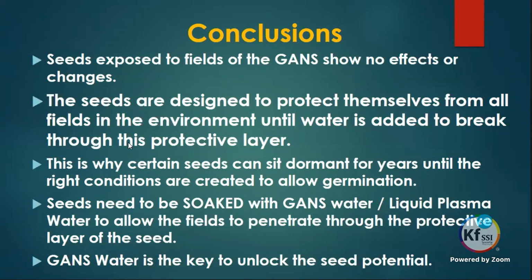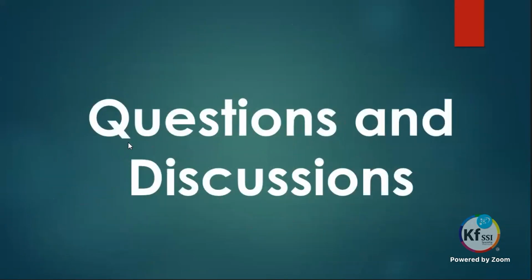And what we need to do to make an impact with the seeds is to actually soak the seeds with the GANS water, liquid water, plasma water, to allow the fields to penetrate through this protective layer of the seed. And obviously the GANS water is the key to that. I'll show you later on one or two of the other experiments that we have done. But the point from this experiment was that we had shown how the seeds have that protective layer and they protect themselves from the environmental fields.